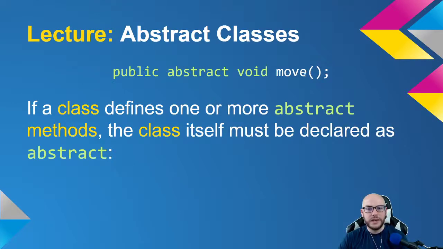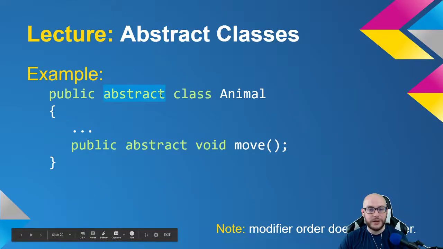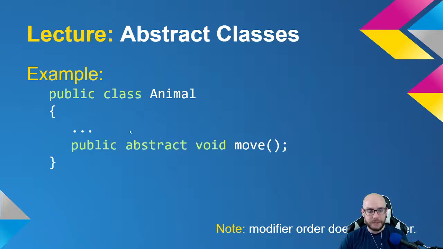So not only is the method going to be tagged with abstract, but we're going to have to take our class, right? The moment that we have an abstract method in our class, we need to make the class itself abstract. Okay, modifier order technically doesn't matter here either. But an abstract method is simply one without a body.